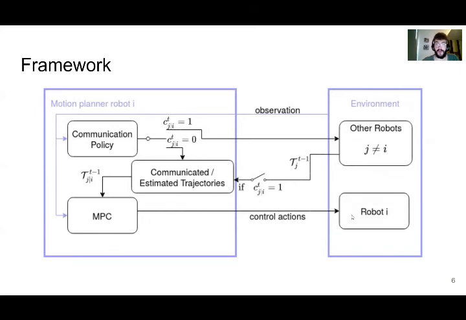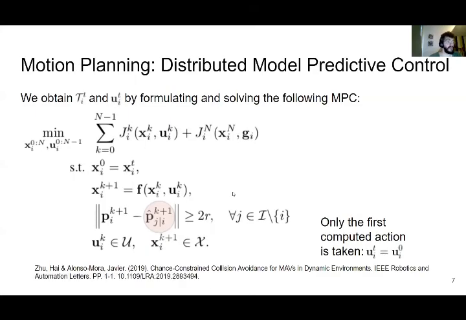used in the environment. Then, in order to explain how our method works, we must first introduce a chosen motion planning model. To obtain the current control action and trajectory intentions at time step t, we formulate the following distributed model predictive control, which is constrained by the dynamic model and by the collision avoidance constraints.